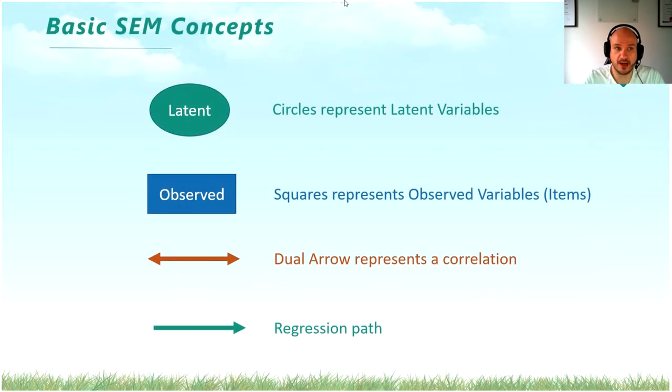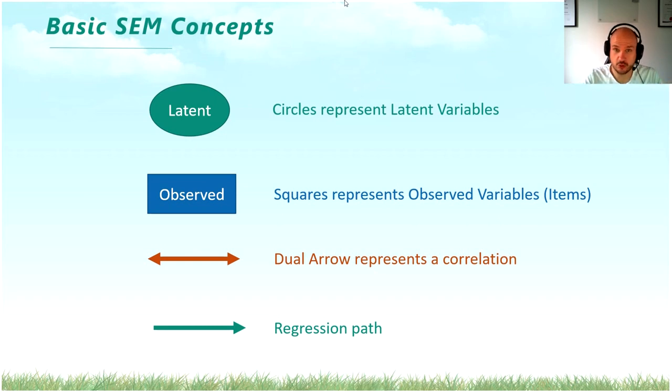Just as a reminder, remember that in structural equation modeling, certain little icons mean specific things. Any circle represents a latent variable. Any square represents an observed variable, something like an item that we've measured, something like gender, or the first item on the life satisfaction scale: how satisfied are you with your overall life?